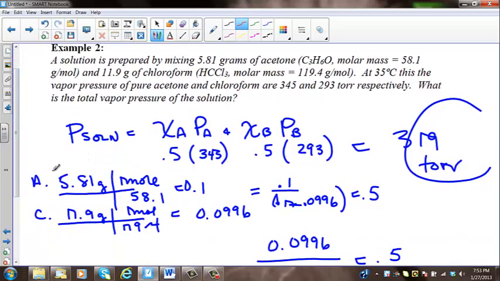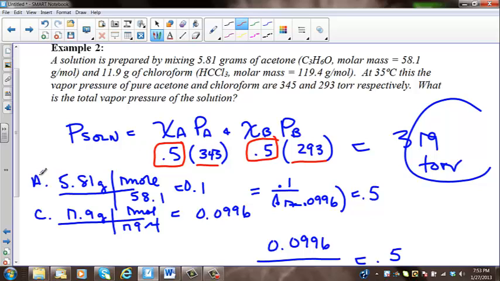And the last problem. A solution is prepared by mixing 5.8 grams of acetone and 11.9 grams of chloroform. At 35 degrees, the vapor pressure of pure acetone and chloroform are 345 and 293 torr respectively. What's the total vapor pressure? So we have this, we have this. What I had to find was the mole fraction.